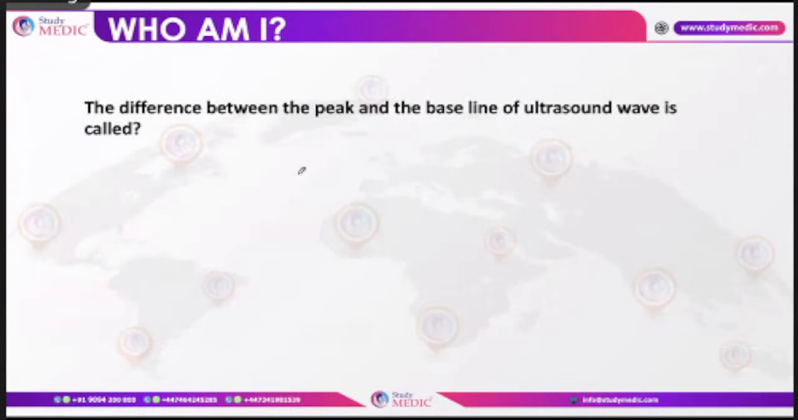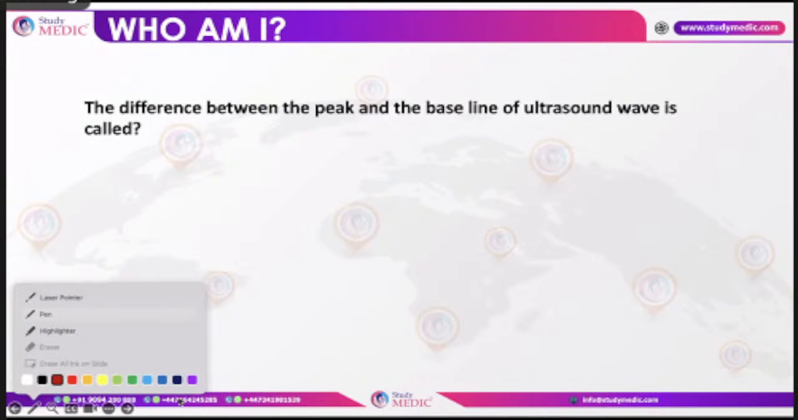Okay, next, move on. What is the difference between the peak and the baseline of an ultrasound wave? What do you call it? Because you know that it is a wave which comes in, right? So they are asking you what the difference between the peak and the baseline of the ultrasound wave is called. Anybody who knows this answer can type in the chat box. This is again a single best answer.